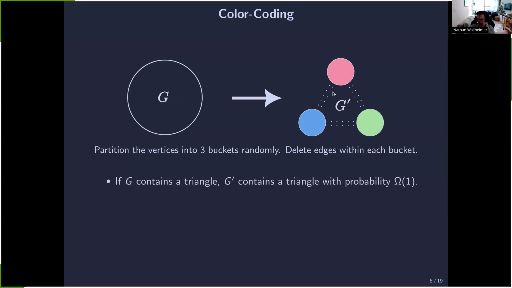And what is the promise about G prime? If G contains a triangle, G prime also contains a triangle with constant probability. It's the probability that each triangle vertex is assigned to a different bucket. But now G prime is H-free for every H which is not three-colorable, in particular K4.